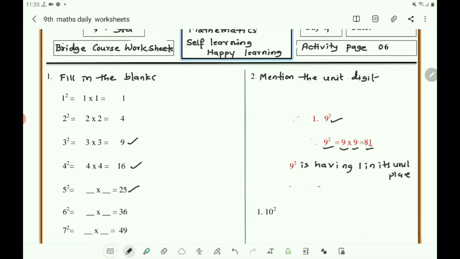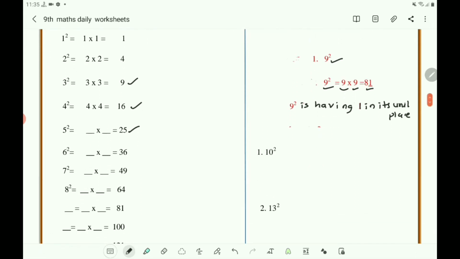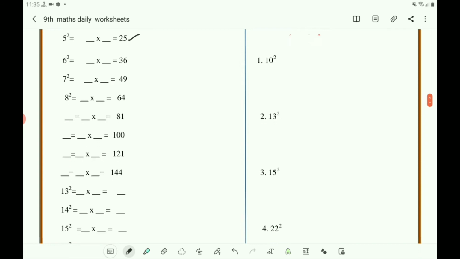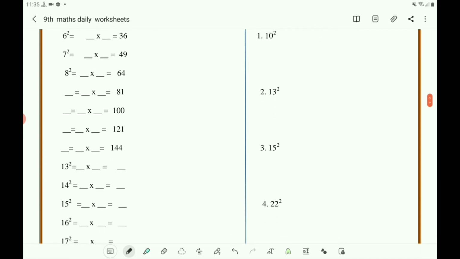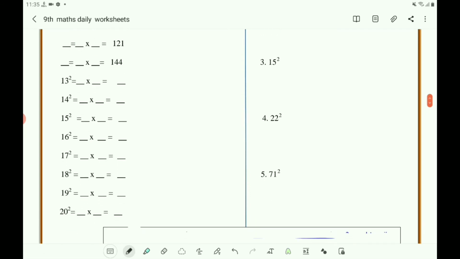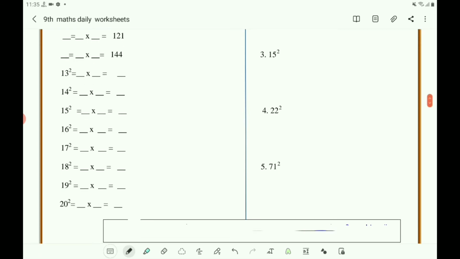Or here 10 square. You know that 10 square is 100. So what is its unit digit? 0 is the unit digit. Again 13 square. 13 square is 169. Like that way 15 square. 22 square. If you don't know the square, find it by multiplying 22 two times. 22 into 22. Next 71 square.